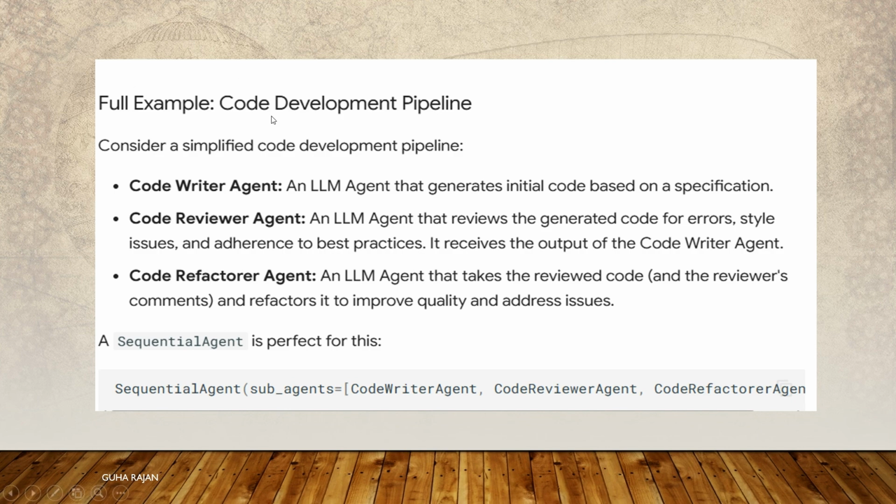As I said, in the data pipeline, something like a development pipeline we are going to see. The first one is the code writer agent, which generates an initial code based on the specification. If the user wants something to be done, maybe multiplication or whatever it is in Python, it has to do that coding part. Then there is a code reviewer agent. It reviews the generated code for errors, style issues, adherence to best practice. It receives the output from the code writer agent.